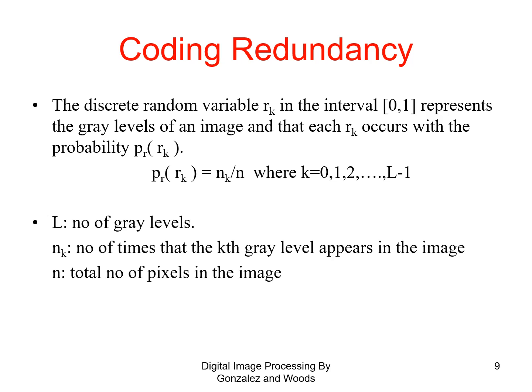So if I want to find out the probability of gray level equal to 7, what I am going to do is calculate how many times 7 occurs in the image, and divide that number by the total number of pixels in the image.